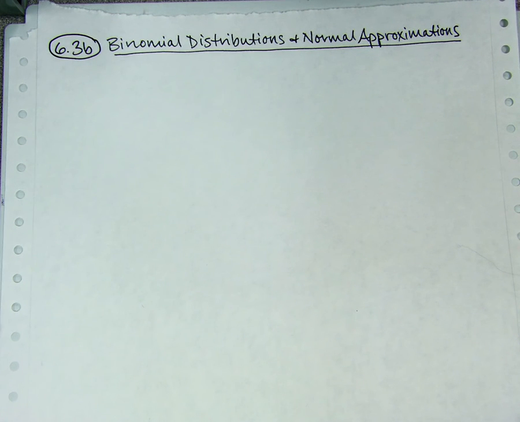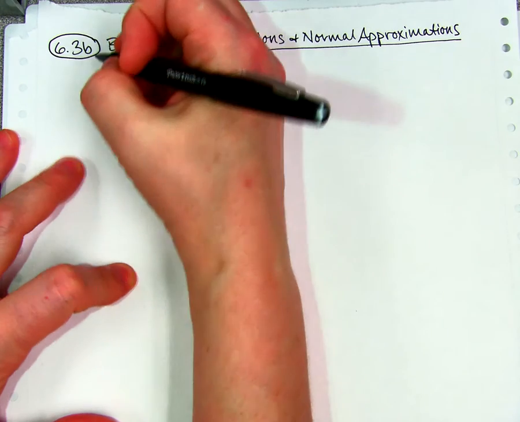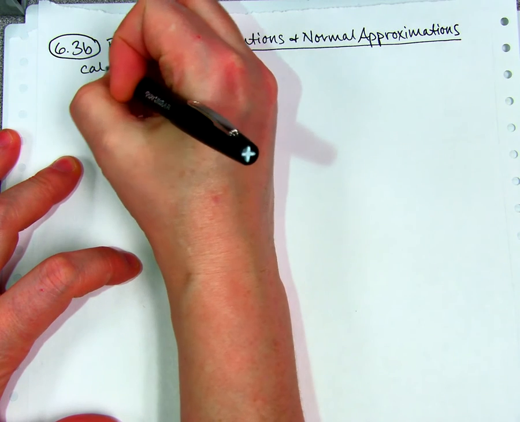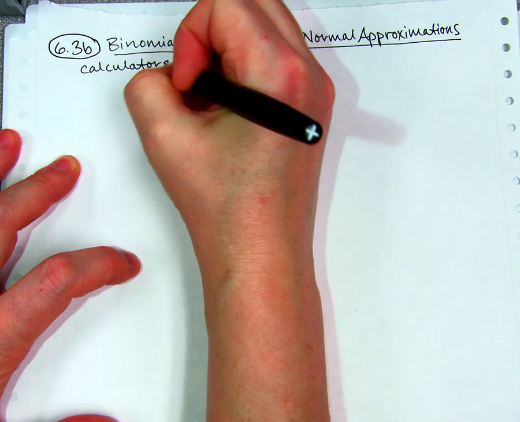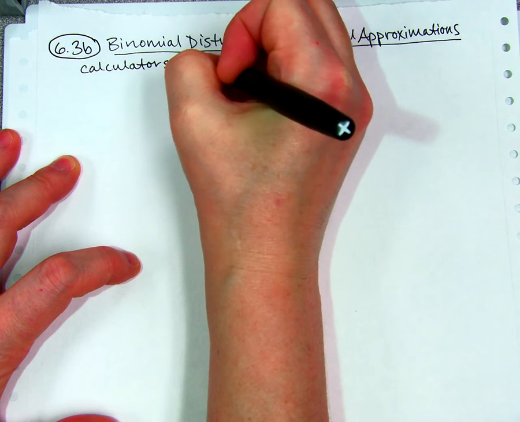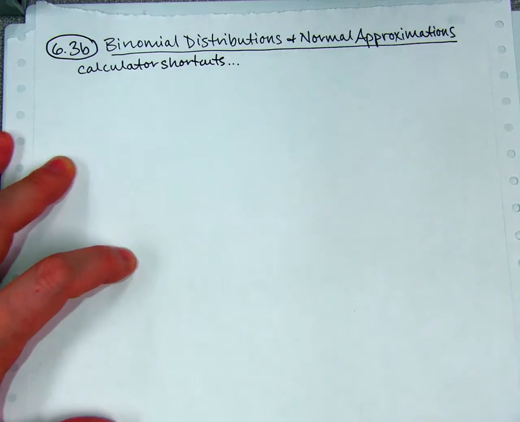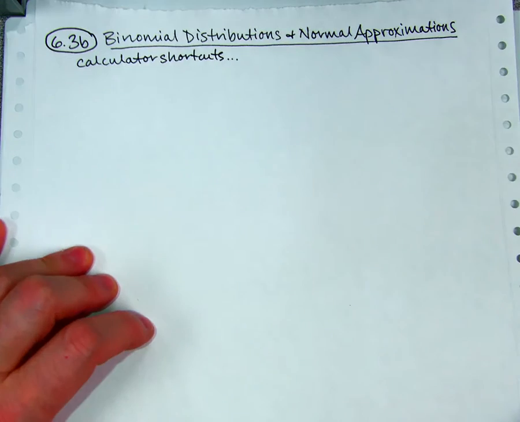Hello, Stats class. Here's lesson 6.3b, which is about binomial distributions continued, and a little bit about how they relate to normal distributions. Before we go into the new stuff, I want to show you some calculator shortcuts for what we learned in 6.3a. So this is something we didn't get to in the last set of notes.